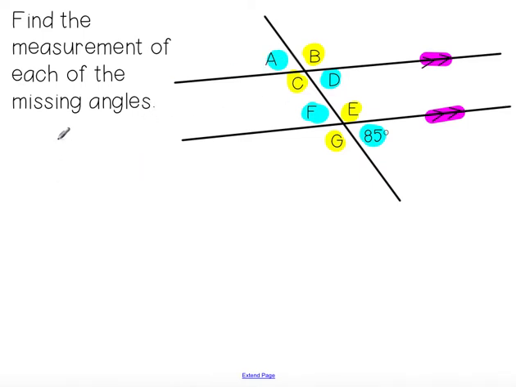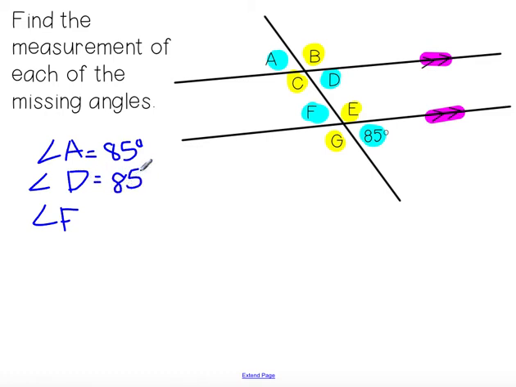Okay, so we can go ahead and mark in that angle A, angle D, and angle F. They're all 85 degrees because we know that they're the same as that angle in the bottom right-hand corner that we already know. So I'm just going to put those in there right now.